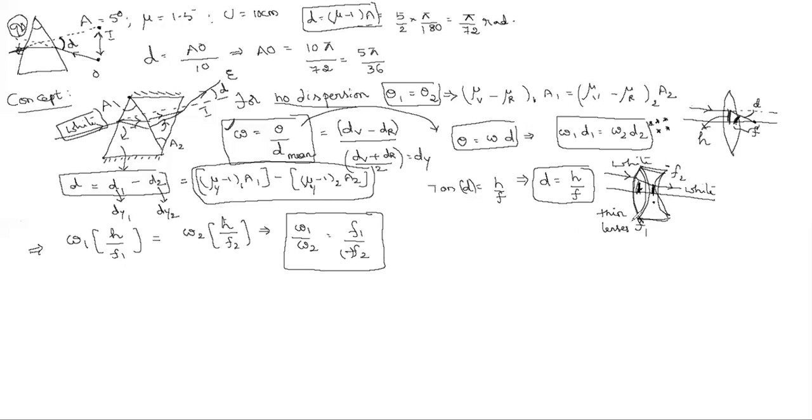So for lenses, if they ask what is the ratio of dispersive powers when there is no dispersion in the combination of two lenses, we use this formula. This one in the exam is called an achromatic doublet. Its name is achromatic doublet.